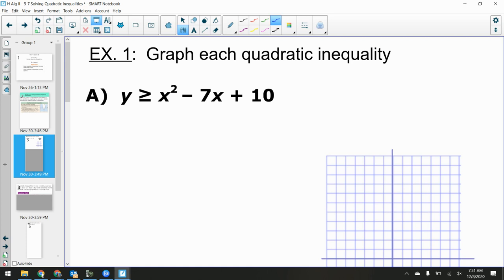Up, because a is positive, right? I see a positive 1x squared, so this opens upward. Okay, so we know that this opens up. Let's figure out where the axis of symmetry is.